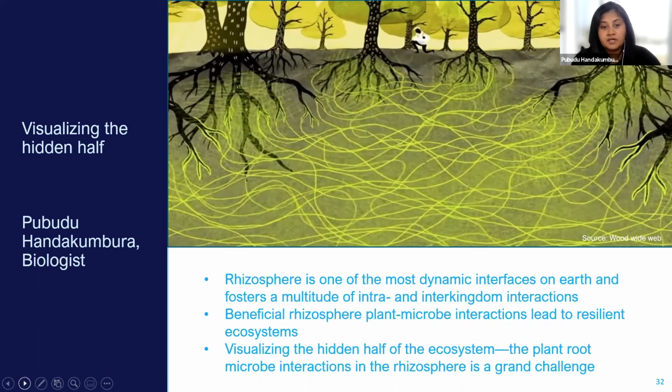As many of you might know, the rhizosphere is one of the most dynamic interfaces on Earth, and it fosters numerous inter- and intra-kingdom interactions. We really want to understand the system as a whole in a near native environment to get a predictive understanding of the system so we can better accommodate future ecosystem designs. But visualizing this hidden half is a grand challenge. So I think the 3D root cartography platform we have developed here at EMSL is complementary to some of the other techniques that are out there.